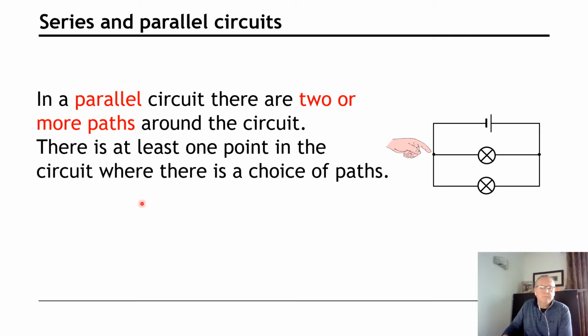In a parallel circuit, a bit more complicated, there are two or more paths around the circuit, and there's at least one point in the circuit where you have a choice of path. If you imagine the electrons leaving the negative terminal, they travel around the circuit, and this wee black dot represents a junction. Some of the electrons will go through that lamp, and some of the electrons will pass through that lamp and go back. So in this case we've got two paths. Because of this, parallel circuits do certain things that series circuits don't, and hopefully we're going to look at that throughout the next wee while.